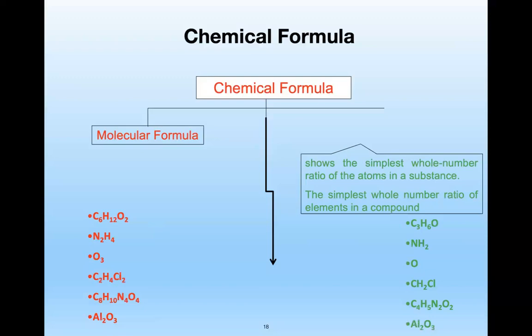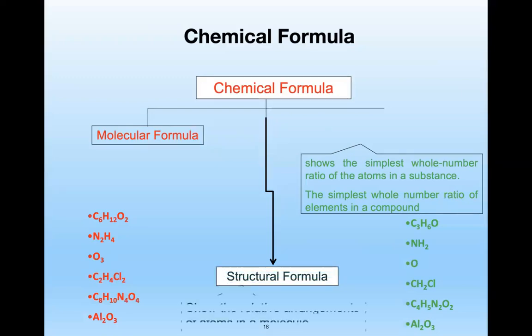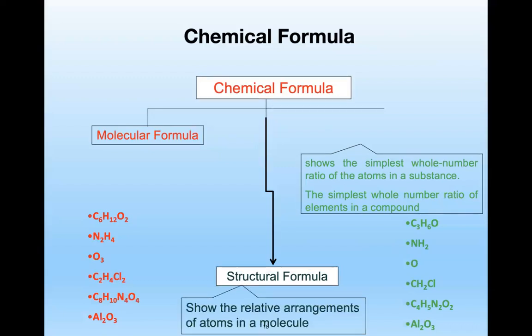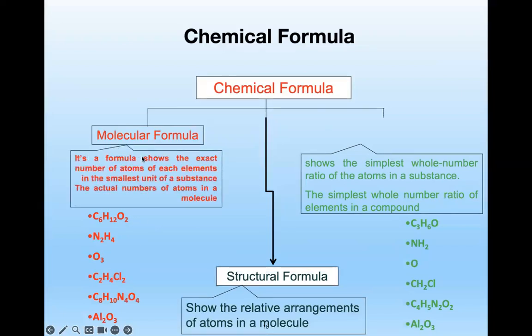Al2O3. Now it is tricky. It is the same whole of it. Al2O3. I think now you understand the difference between molecular formula and structural formula, which shows the relative arrangement of atoms in a molecule, right? The molecular formula shows the exact number of atoms of each element in the smallest unit of substance.